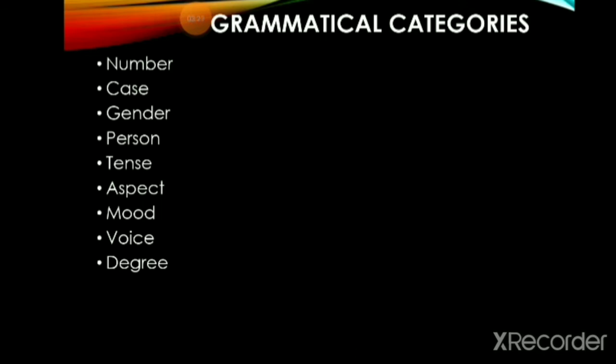Voice. Voice is a property of transitive verbs. It expresses the relationship of the subject to the action. It has two values, active and passive. In active voice, the subject does the action, and in passive voice, the subject receives the action.